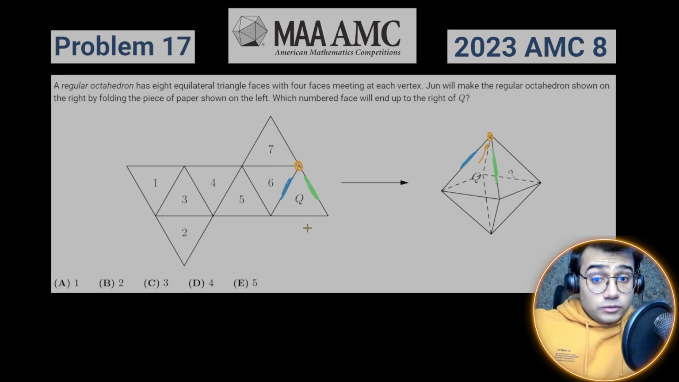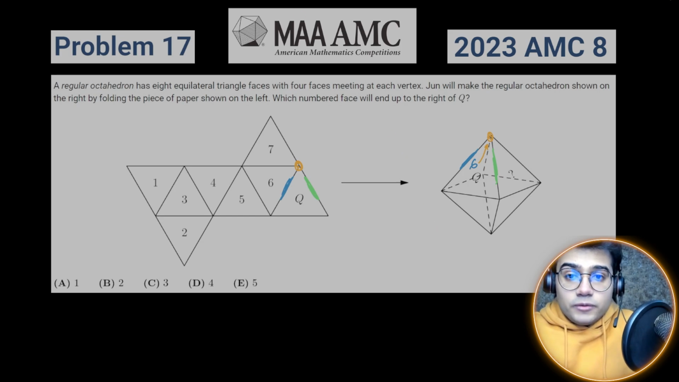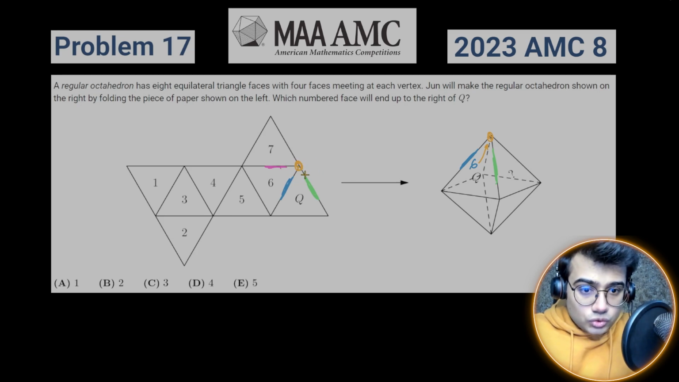Now Q shares the blue edge with 6, so this must be 6. Now let me mark the other edge that 6 has, that connects to the orange dot. Let's say that's green. Sorry, that's pink. So this must be the pink edge. Now 6 shares the pink edge with one number, which is 7. So this right here must be 7.